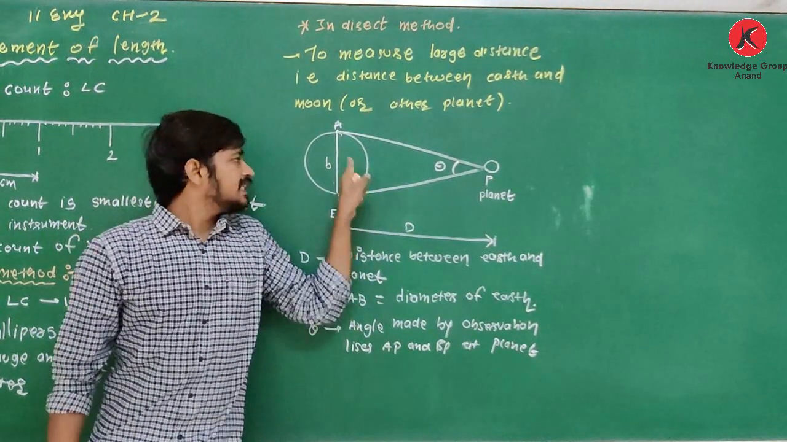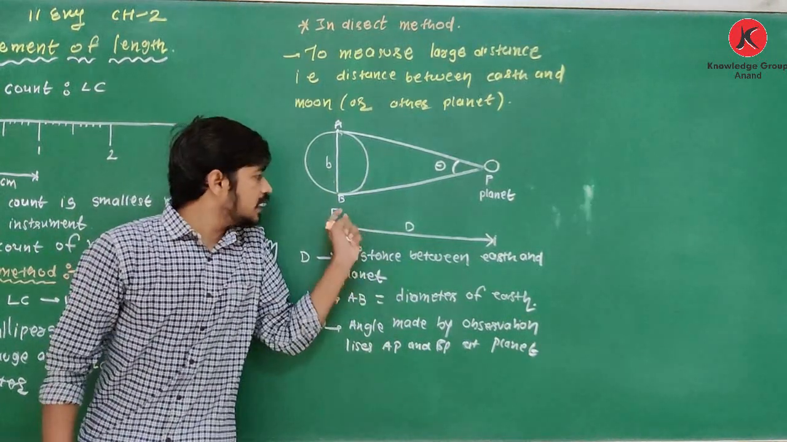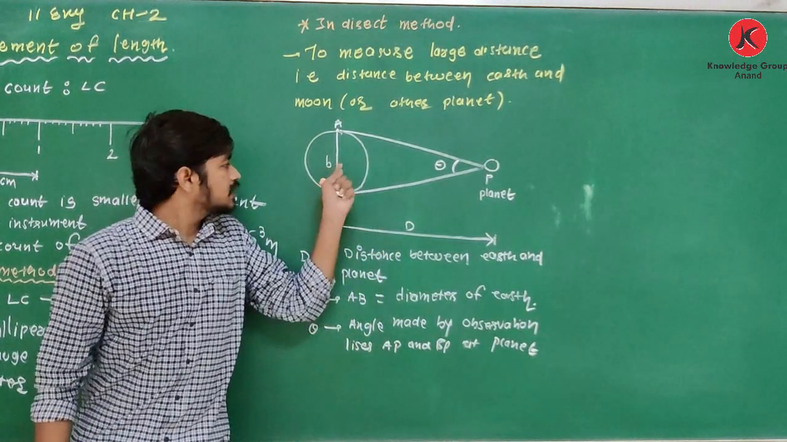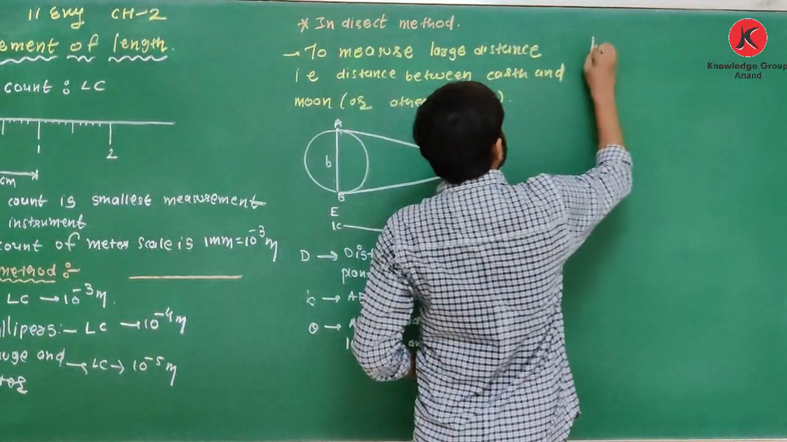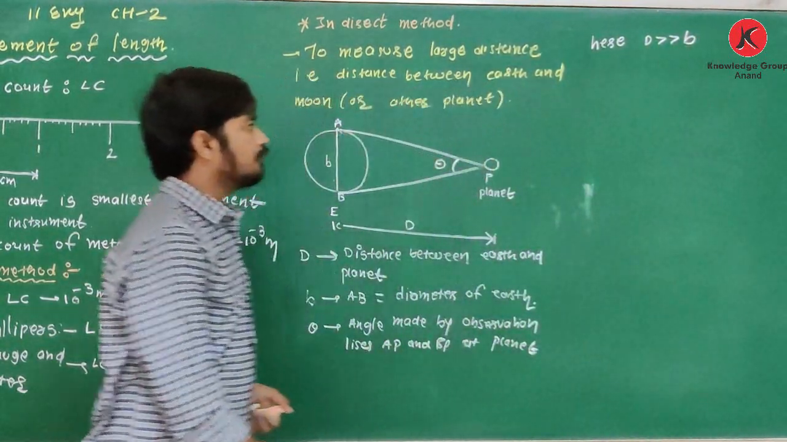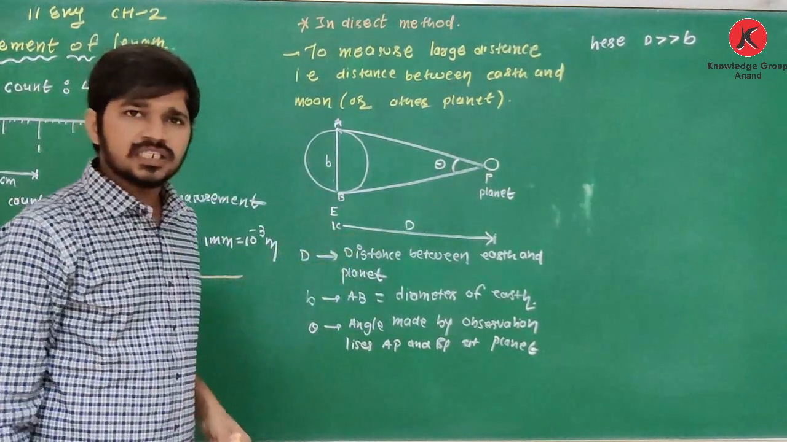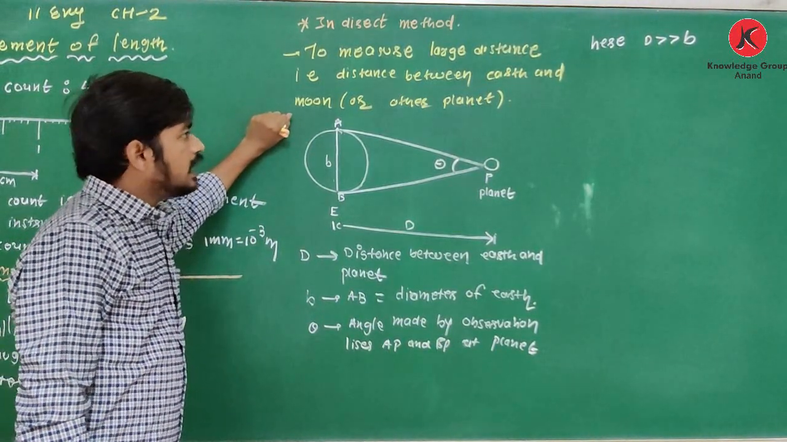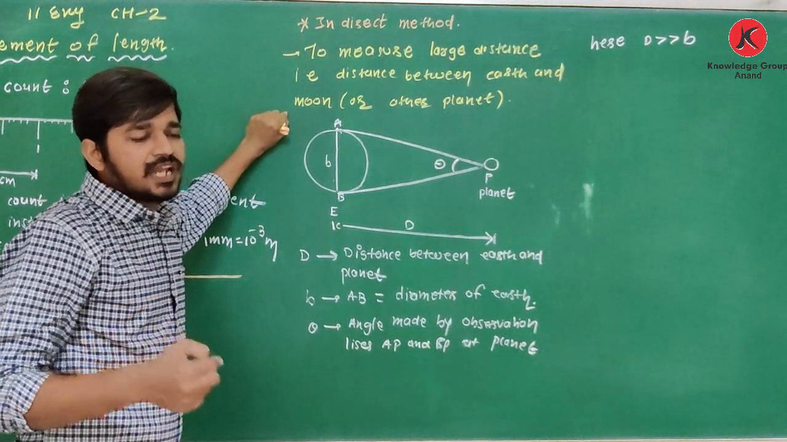Yes or no? And it is the diameter of Earth. We know that the distance between Earth and planet is very long, large. But the diameter of Earth is limited. So here we can make one assumption, that capital D is very much greater than b. Obviously, the distance between Earth and planet is larger than the diameter of Earth. Yes or no? Yes.